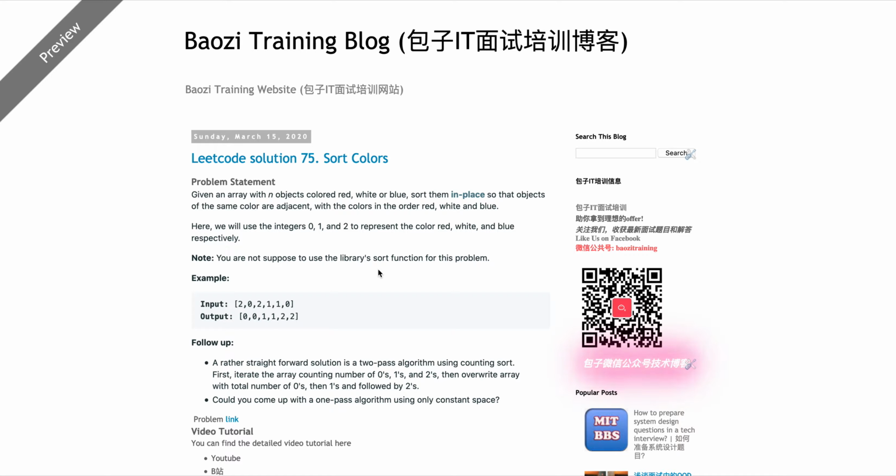Well, I should say you could still use constant space, but not linear extra space. And also some other concepts you can check yourself: what is a stable sort versus a non-stable sort? Irrelevant here. The objects of the same color must be adjacent, with the colors in the order red, white, and blue. Here we will just use integers 0, 1, 2 to represent red, white, and blue. So essentially this gives you three integers, and you want to sort them together.